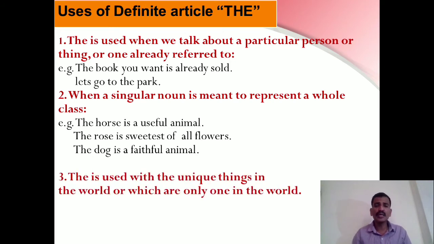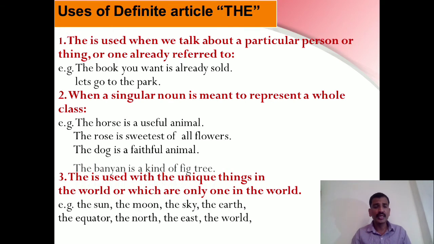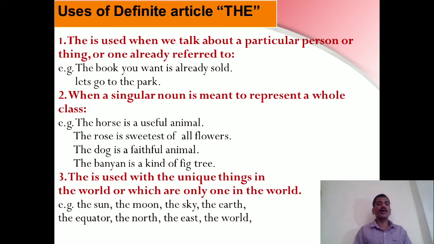Next rule, "the" is used with unique things in the world, which are only one in the world. Examples are the sun, the moon, the sky, the earth, the equator, the north, the east, the west. There are so many things which are unique in the world. Always try to use "the" as the definite article here.